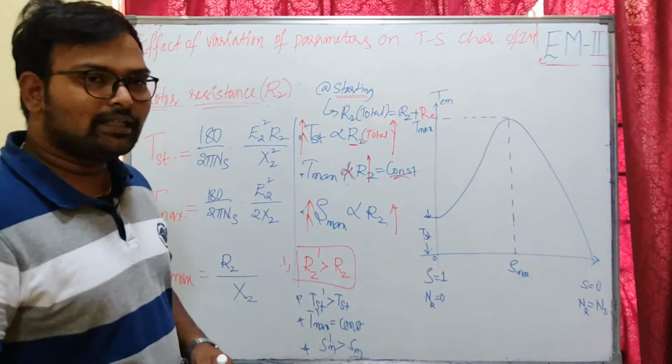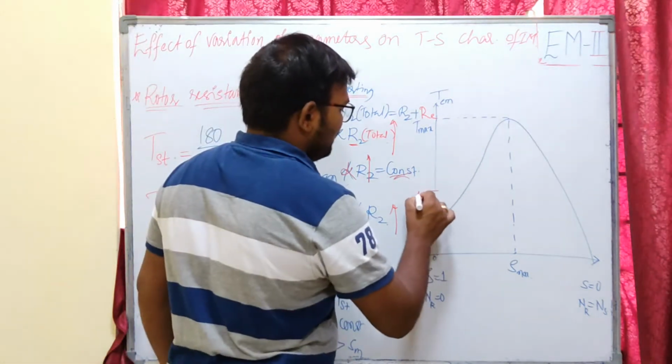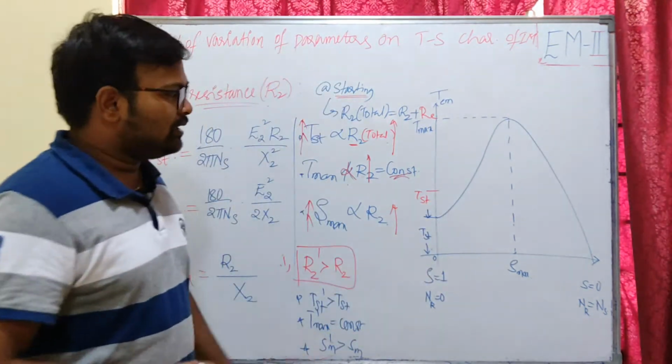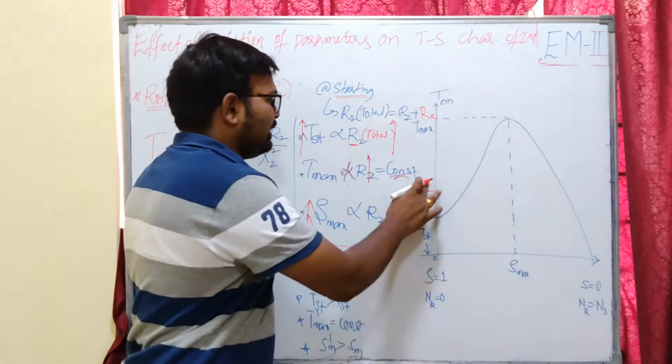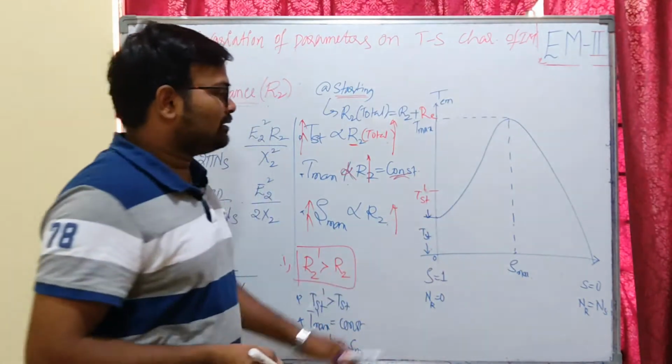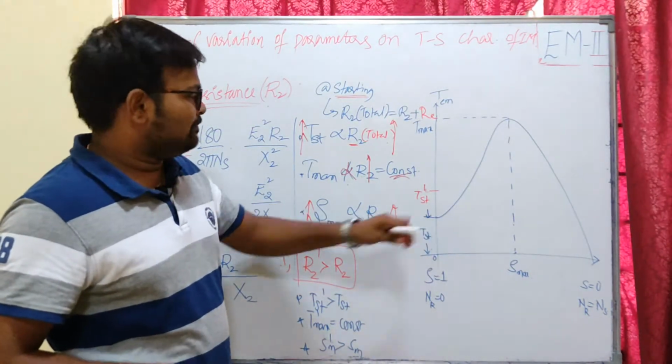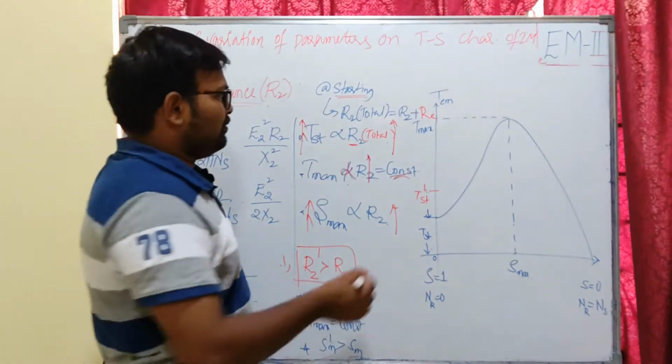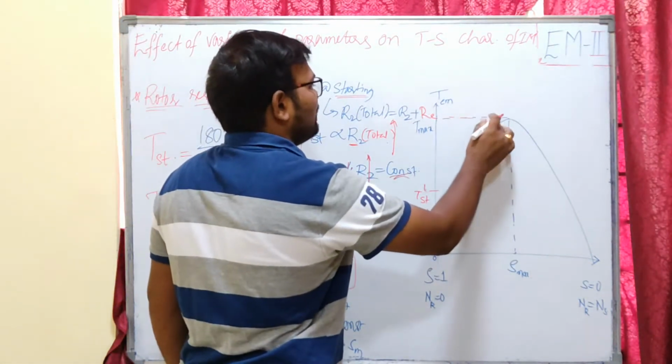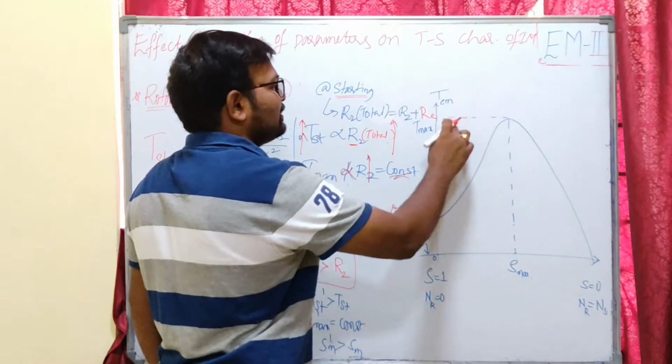Our starting torque is increased, so I can make it as like this. This is my starting torque, increased starting torque, so I can make it dashed. This is my increased starting torque due to increase in rotor resistance. Now what about my maximum torque? It is somewhere on the maximum torque line. It is a constant value.